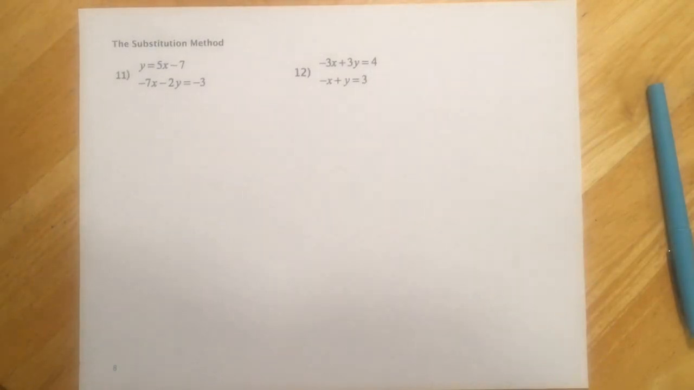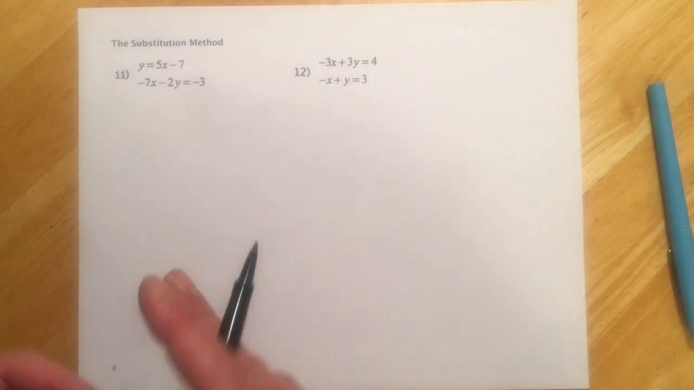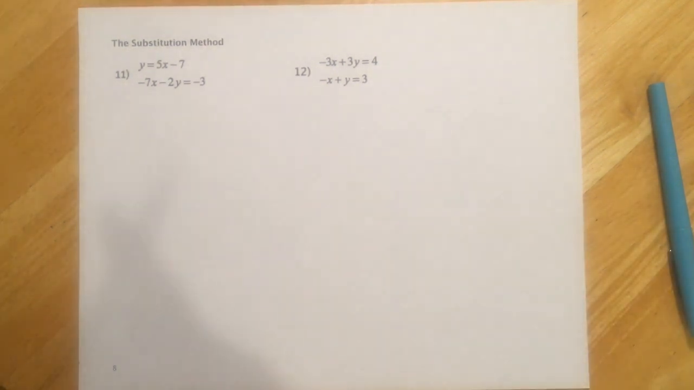Okay, then we got the last method of solving, which is the substitution method. And graphing we don't use a ton. Elimination method we use lots and lots and lots. And this one's kind of the in-between one. There's places where it's nice, but it's not as useful as, say, elimination method for solving systems, at least.